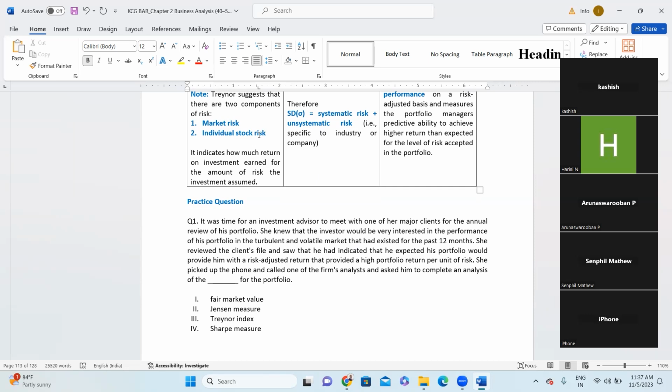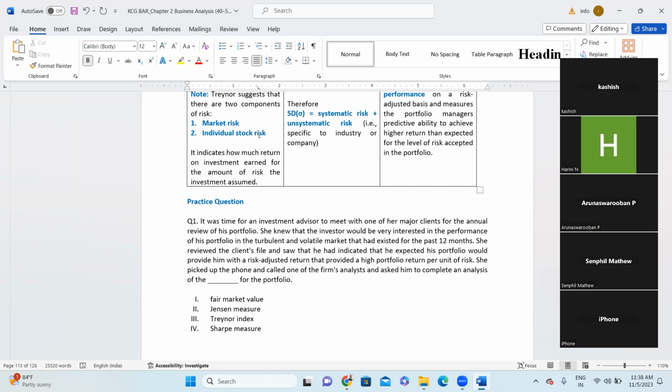So she reviewed the client file and saw that he had indicated that he expected his portfolio would provide him with a risk-adjusted return that provides a high portfolio return per unit of risk. She picked up the phone and called one of the firm's analysts and asked him to complete an analysis of what?